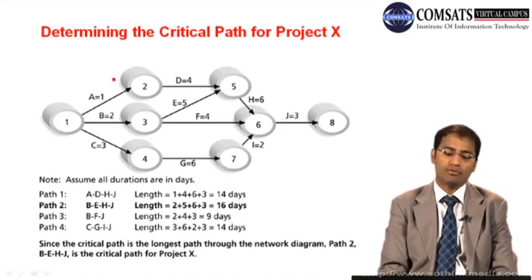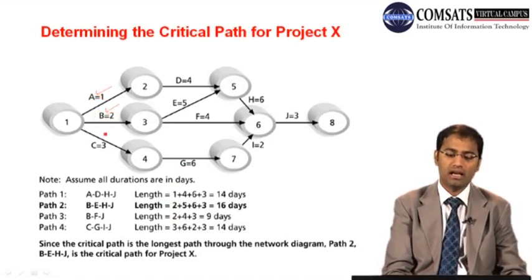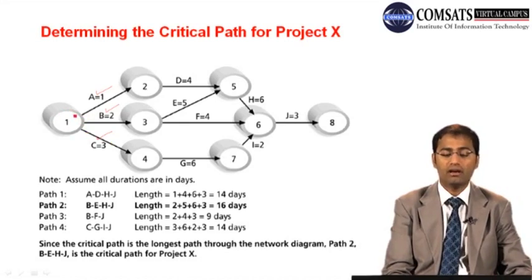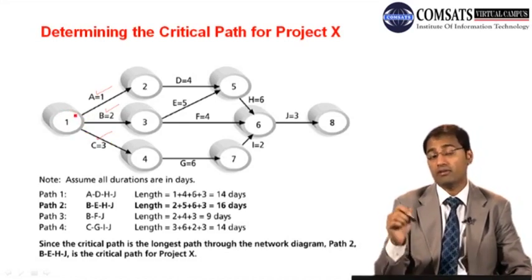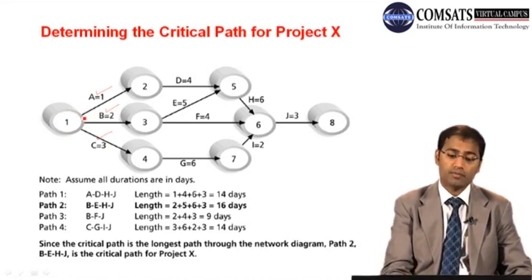Okay, so we have activity A and B and C, and these three activities are dependent on nothing. I mean, they start the project. So we have this node number 1, and remember we were developing this in the previous class. Activities A, B and C are not dependent on any activity, so these are independent activities.